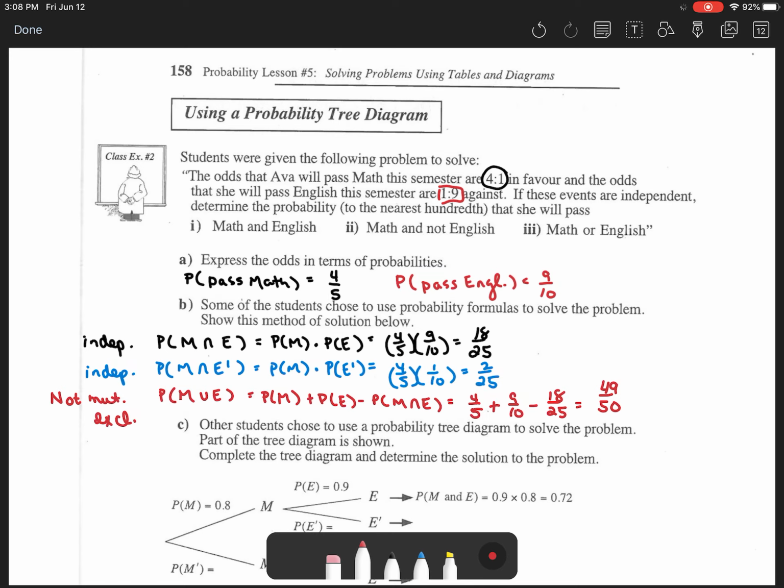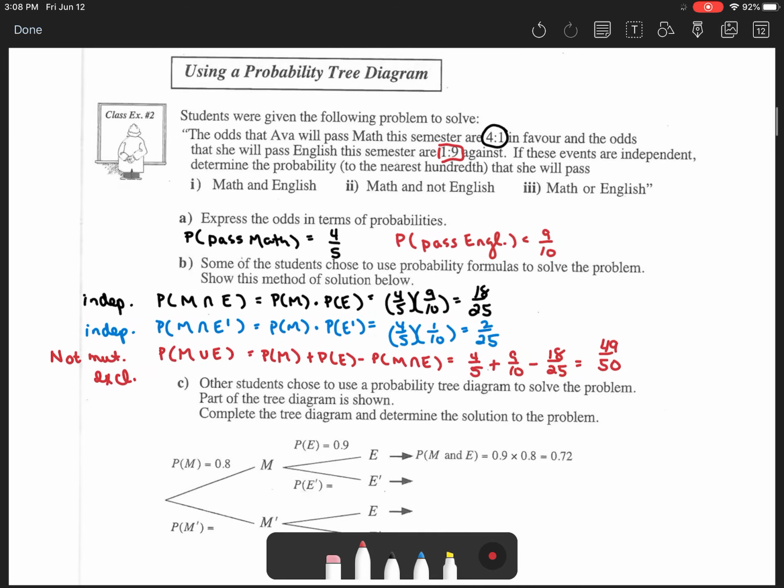So I did that, and as the question says, that student used formulas, which in this case is me calculating those for you. Hopefully you understand the process there.